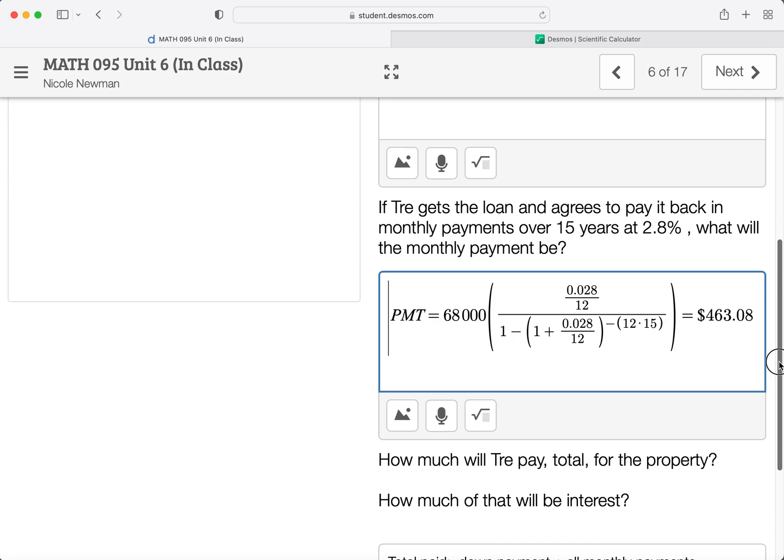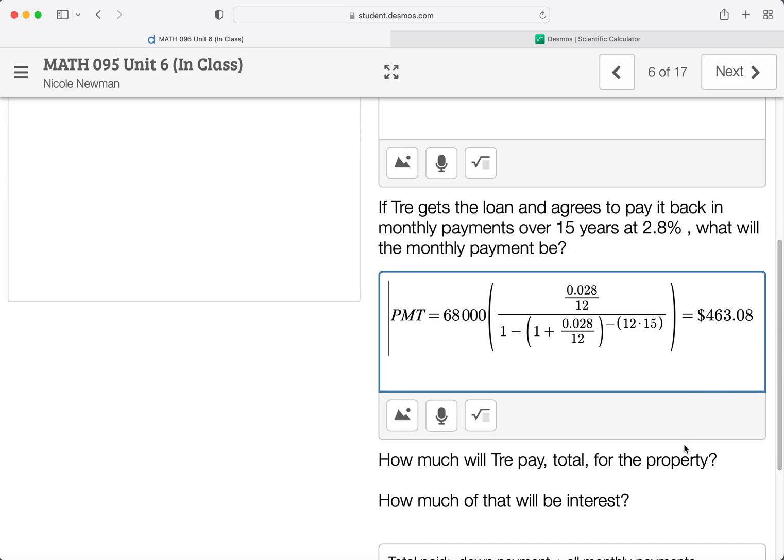And then I ask for some follow-up information. If we want to pay this off completely, how much will we pay total over the life of the loan, and how much of that will be interest? You've seen things like this before. We just didn't have the ability to compute the monthly payment by hand.